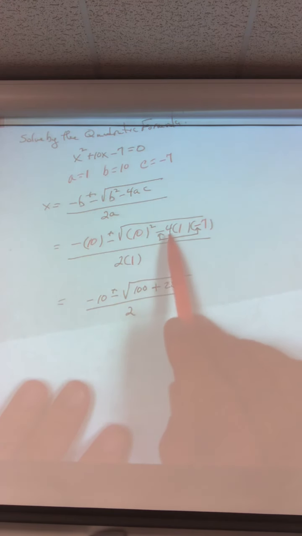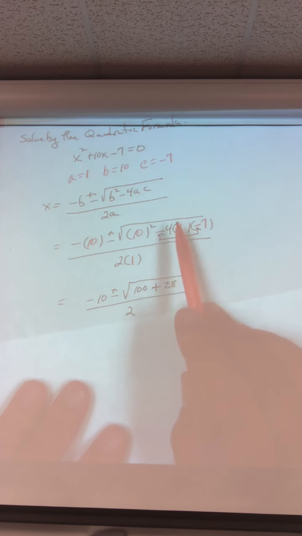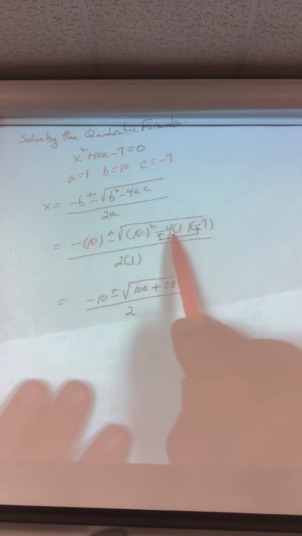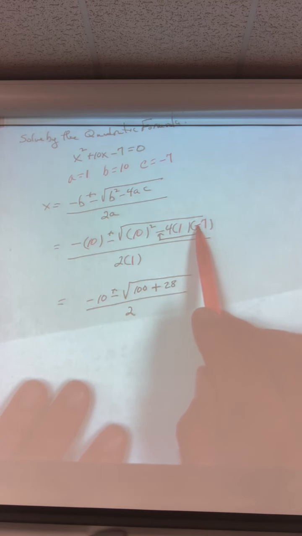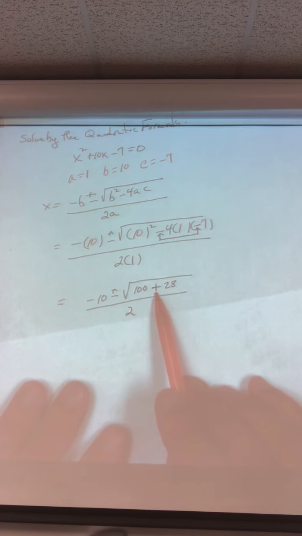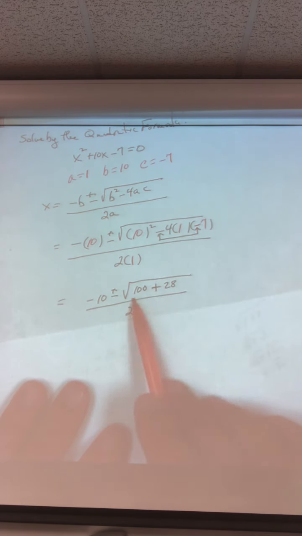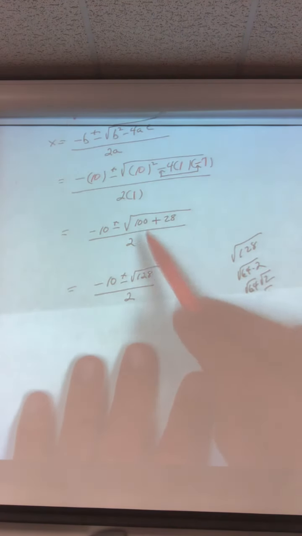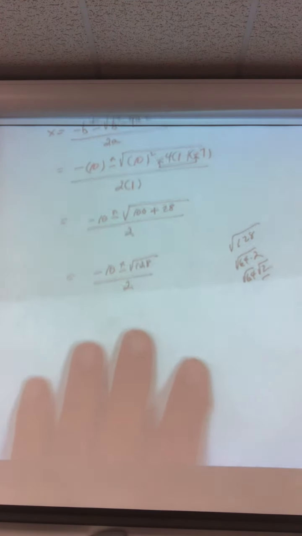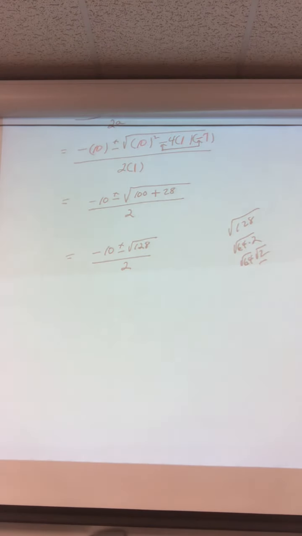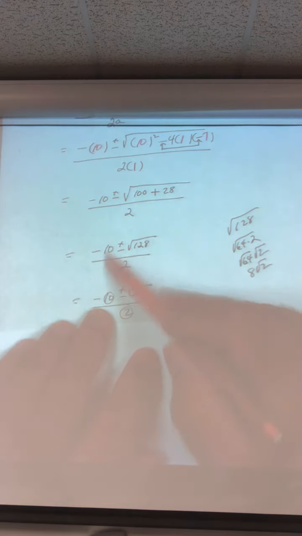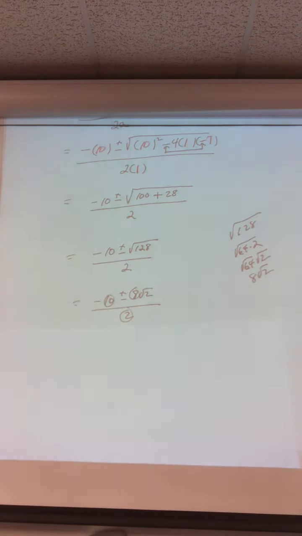Now be careful right here. Multiply straight across. 4 times 1 is 4. 4 times 7 is 28. But this negative times that negative makes that go positive. That negative and that negative made that go positive right there. Now, 100 plus 28 is 128. Now take the square root of 128. Bring down the -10, plus or minus.